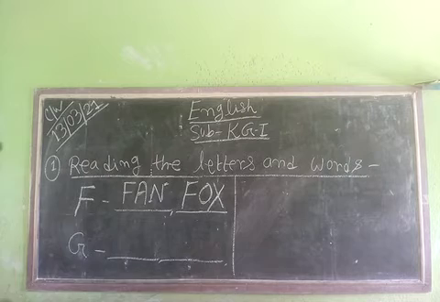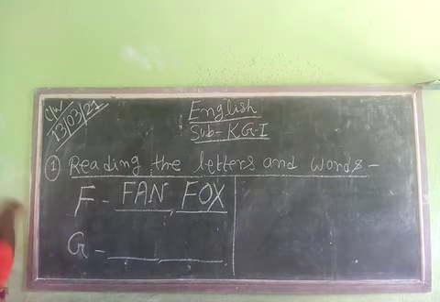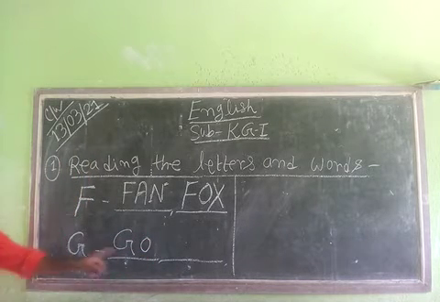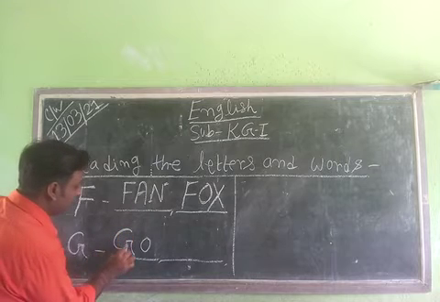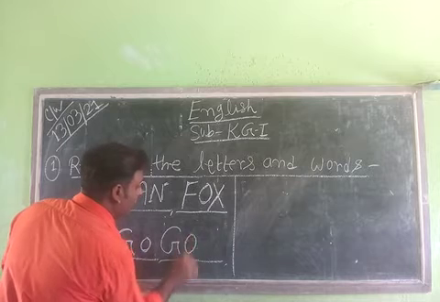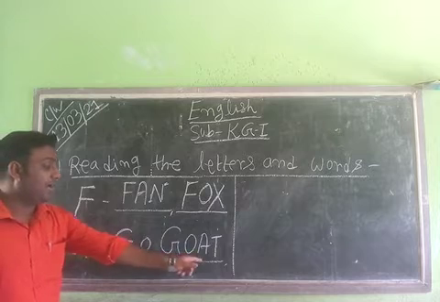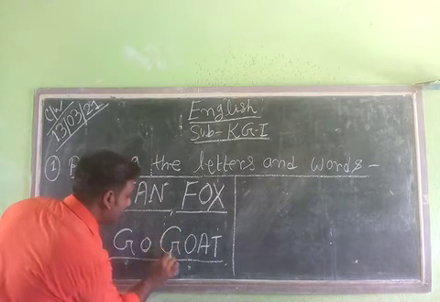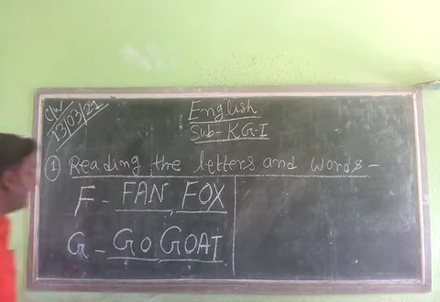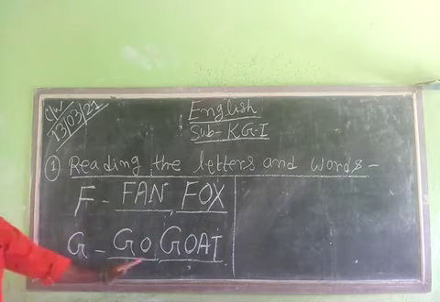F-O-X, fox. Next letter G. What is this? It is capital G. It is capital G and G for G-O, go. Go is a word. G for G-O, go. Next, G-O-A-T, goat. Read again. G-O-A-T, goat. Okay. F for fan, fox. G for go and goat.